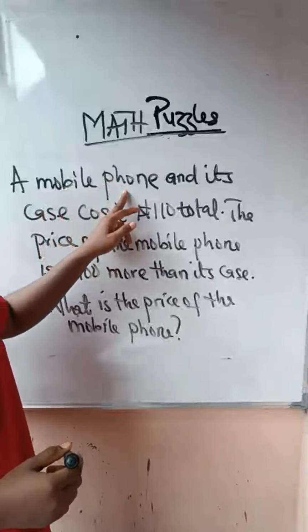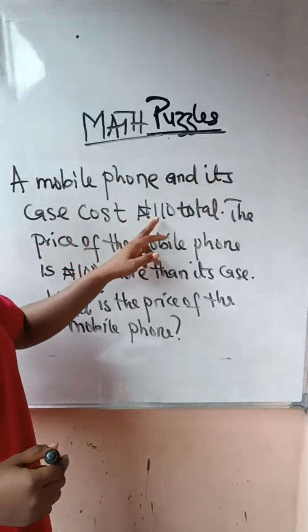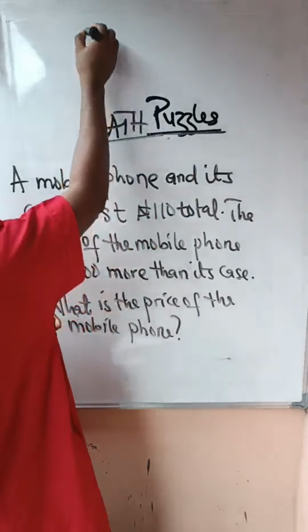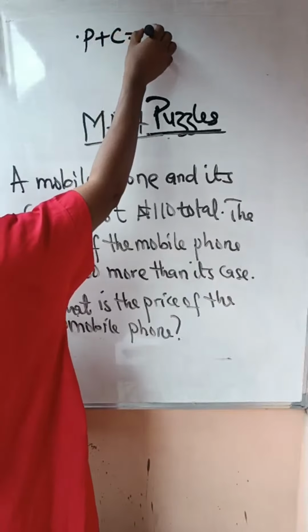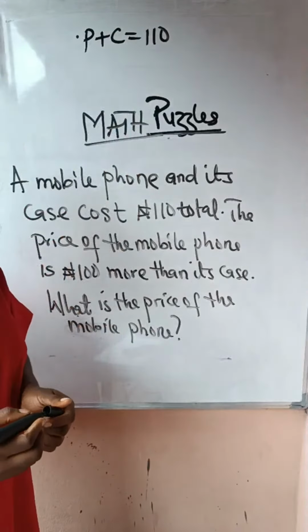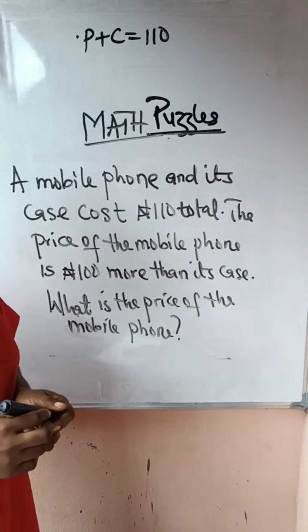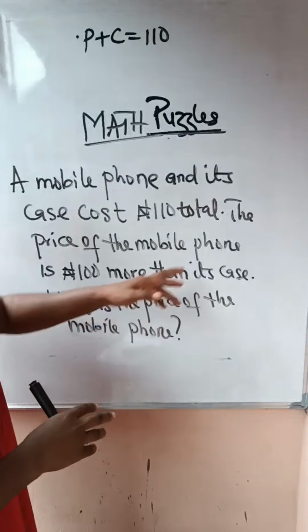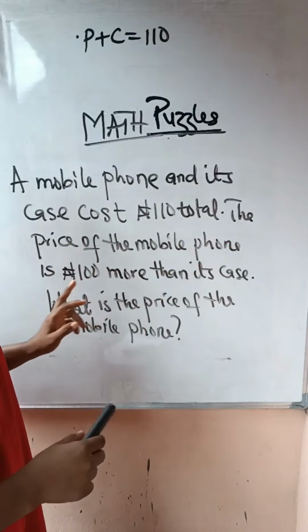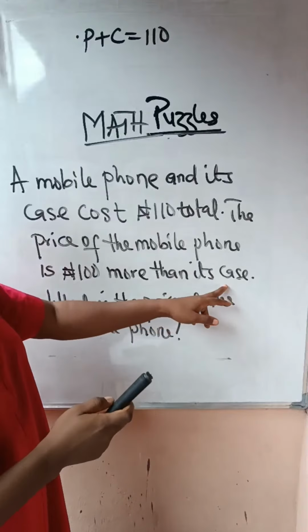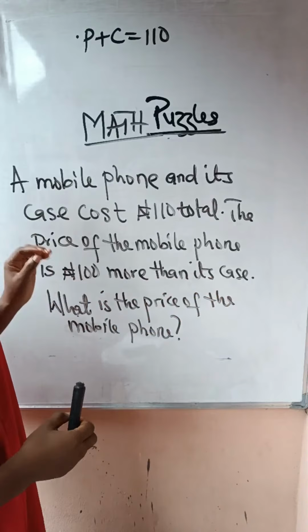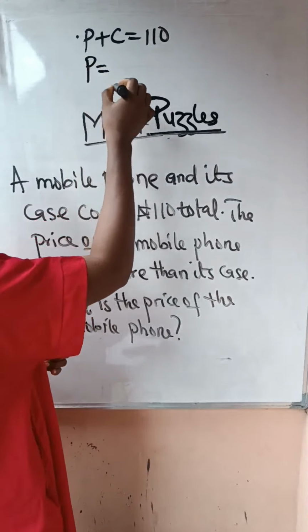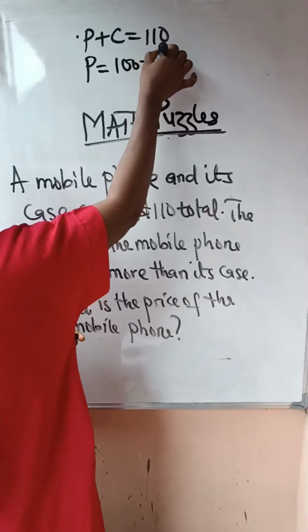Now, a mobile phone and its casing costs 110 naira. So we are going to put phone and its casing. Phone is P. So P plus C is 110 according to the question. Okay, so we go ahead to analyze the other sentences. The price of the mobile phone is 100 naira more than its case. So it means that the price of the mobile phone should be 100 plus that of the casing.